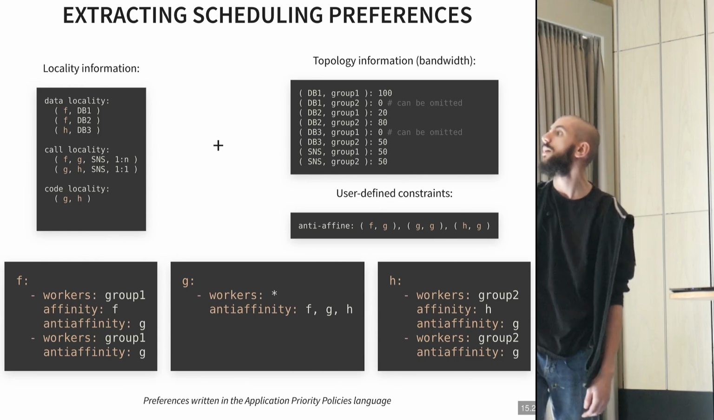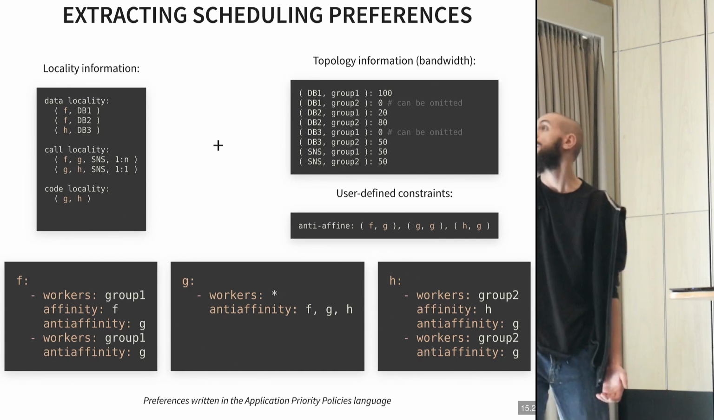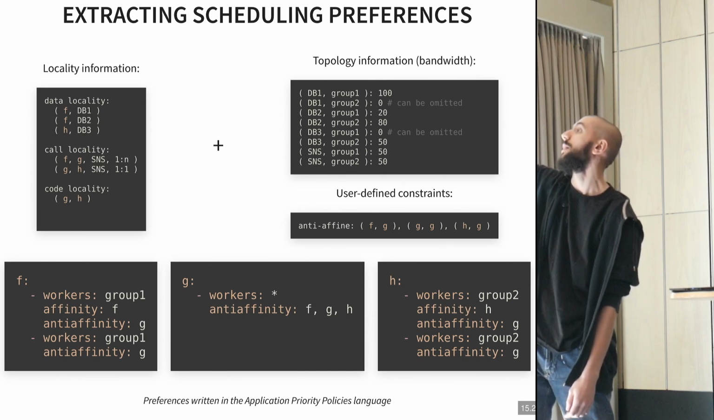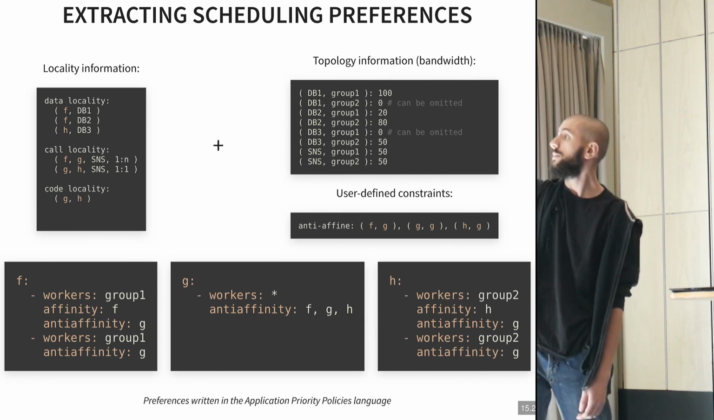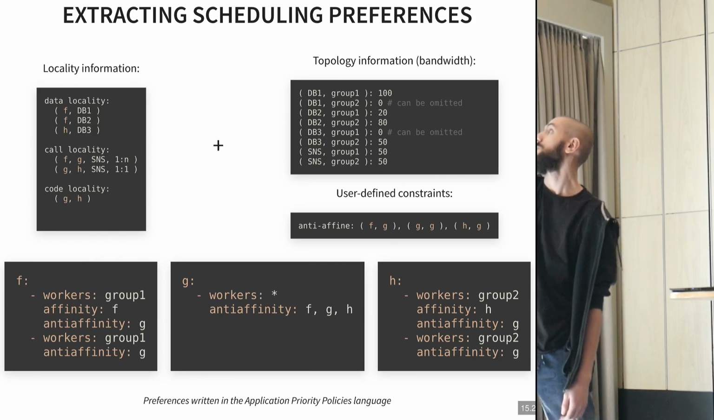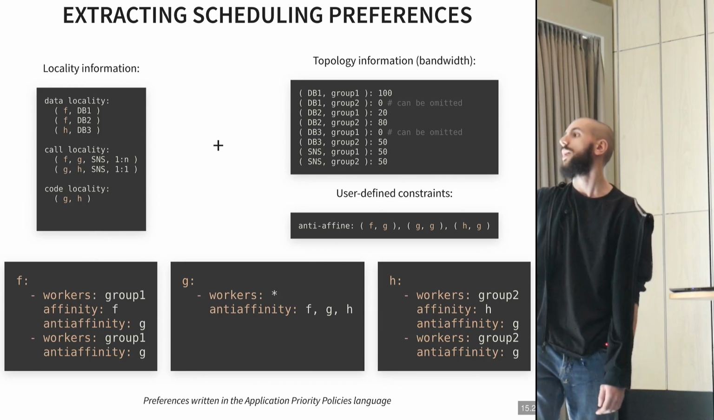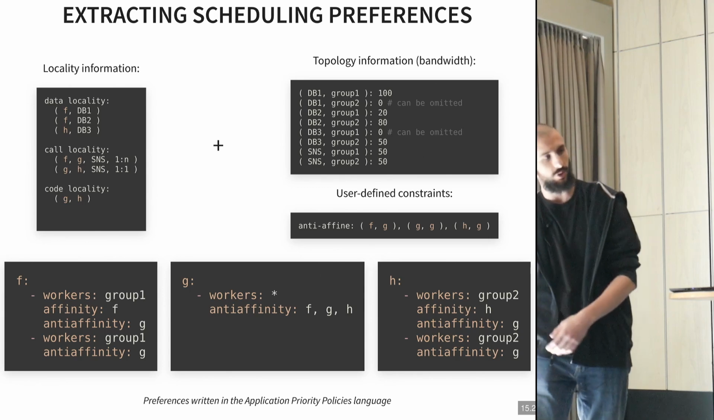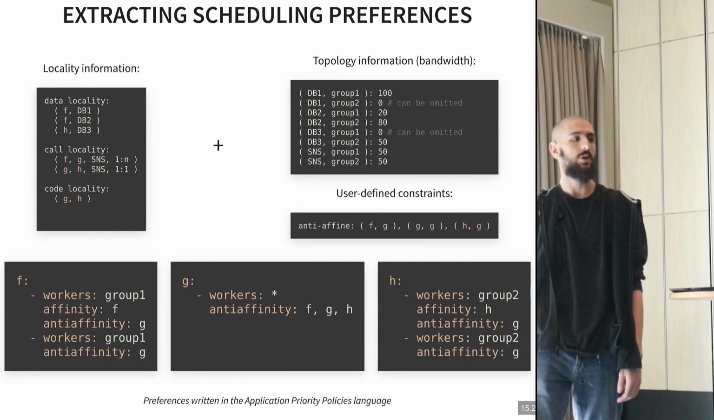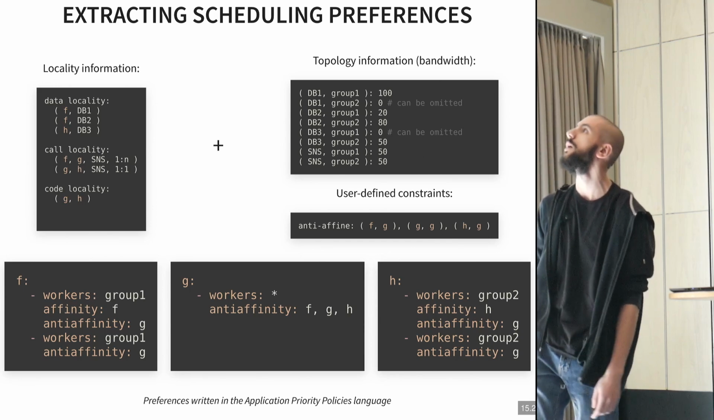G, for example, has no constraint on which workers it can be run on, because both of them can contact SNS and have the same bandwidth, so we have no preference. But we do not want it to run with either F, another instance of G, or H, because of the user constraints. And H follows the same scheme as F. This is written in a language that is a whole other branch of research that we're working on, but there are implementations that actually accept these configurations and modify the behavior of the scheduler according to what the user asks.